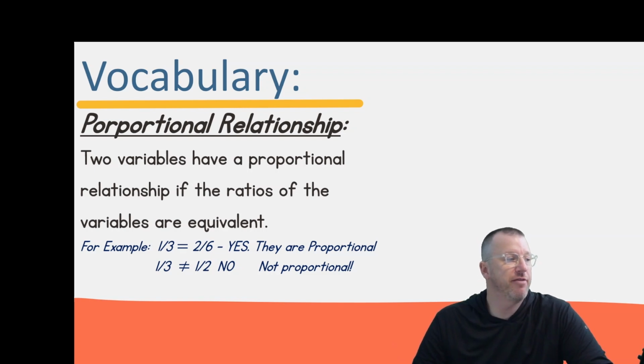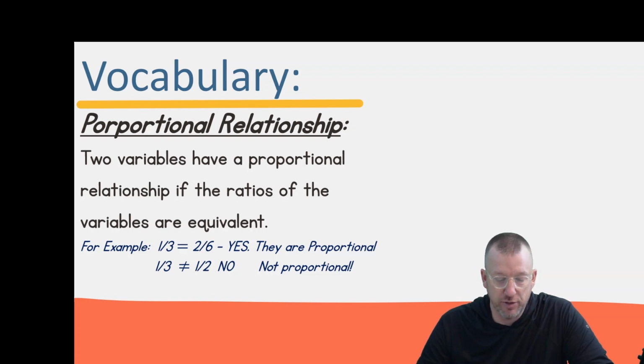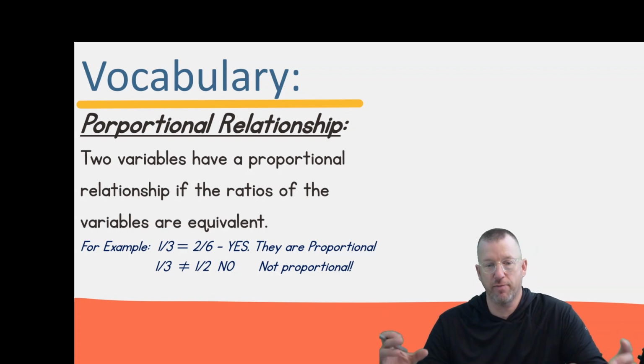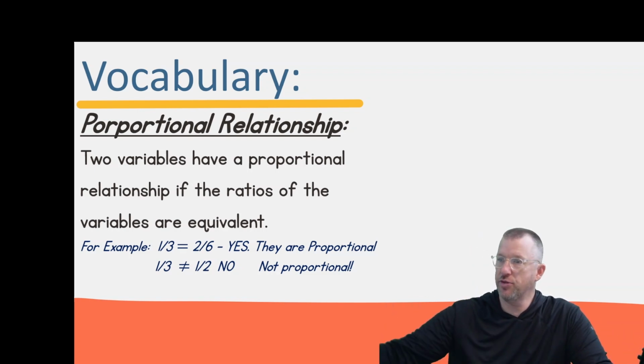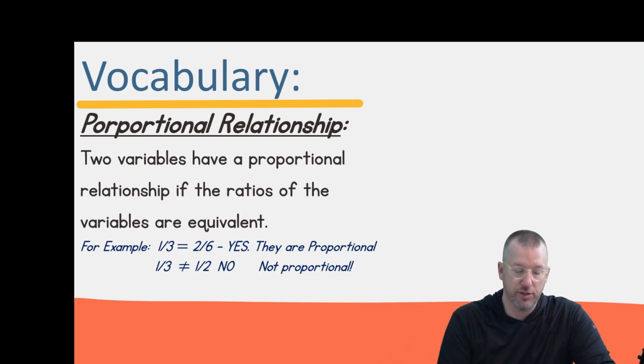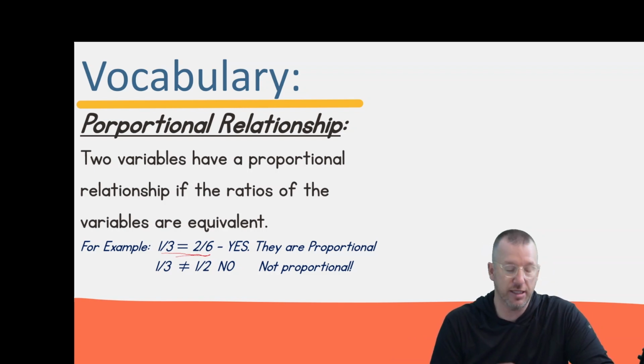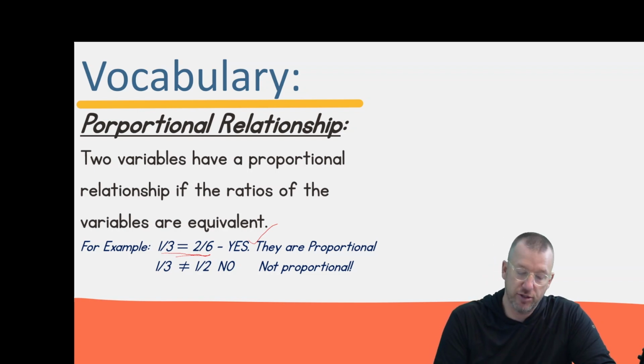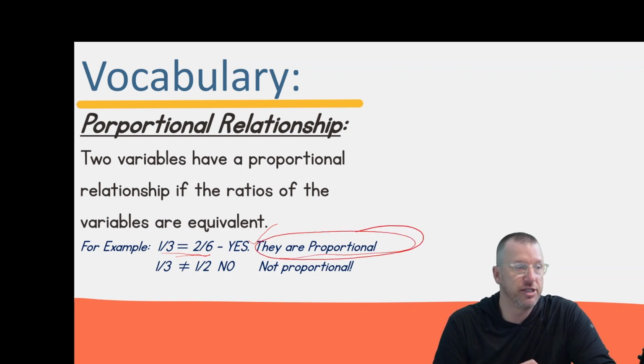Two variables have a proportional relationship if the ratios of the variables are equivalent. So it's really just the same thing as the last one, but when we think about proportions, we know what the definition is. A relationship says these two things are proportional, like this. So the same scenario we just had, if we have 1 to 3 is equal to 2 to 6, we can figure that out and say they are equivalent to each other, so they have a proportional relationship.